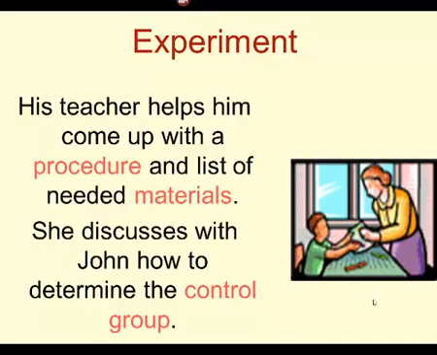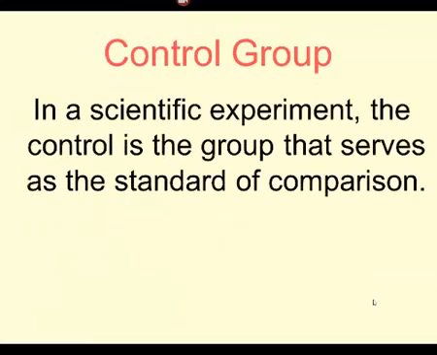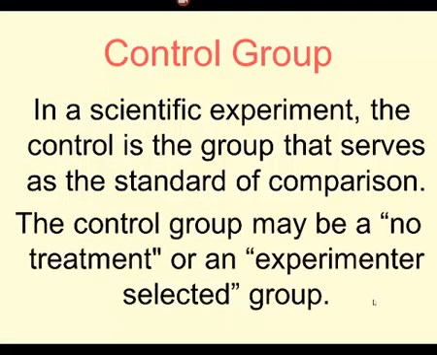Okay, and then his teacher also discusses how to determine the control group. And in this case, the control group is going to be the group that serves as the standard of comparison. So it's the one thing we're going to compare all of the other loaves of bread to. So the control group may be no treatment. So in this case, maybe he makes a loaf of bread without any sugar whatsoever. Or an experimenter selected group.